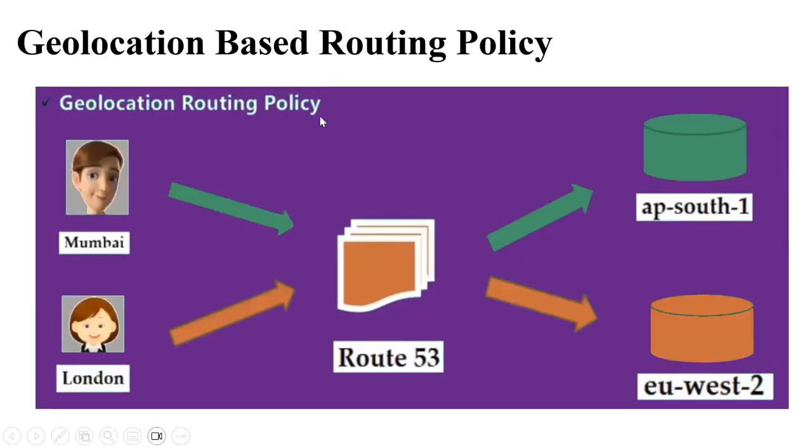So what is the geolocation routing policy? Suppose one user is accessing this, and we have data centers in AP South 1 and another one in London. So a Mumbai user who is asking about it has to be routed to the Mumbai data center, and the London people who are asking about it have to be routed to the London data center. Then how can it be managed?